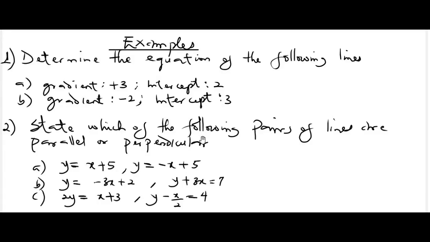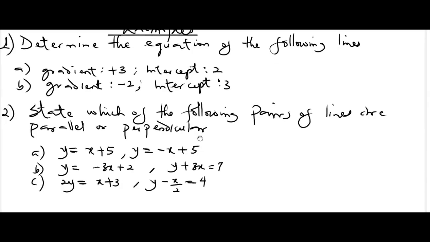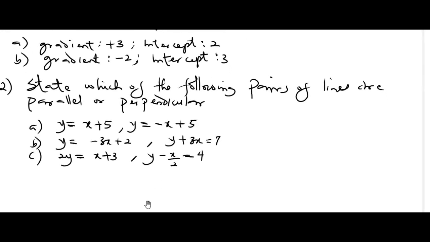Let's find solutions to the following examples together. We are told to determine the equation of the following lines. That's question 1. Determine the equation of the following lines. A: given gradient is 3, intercept is 2. Then B: gradient is minus 2, intercept is 3.